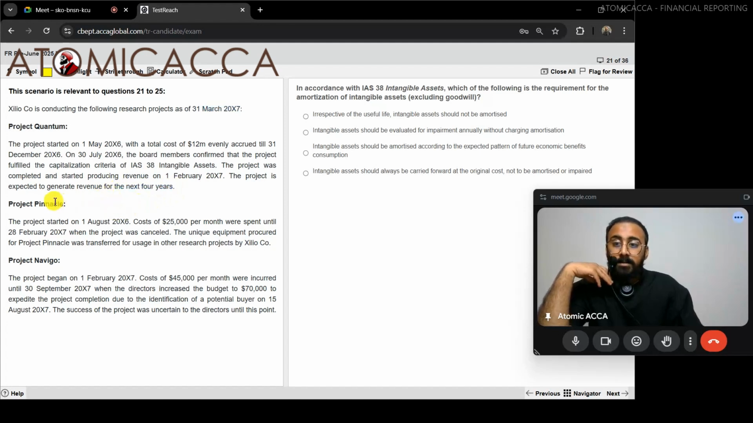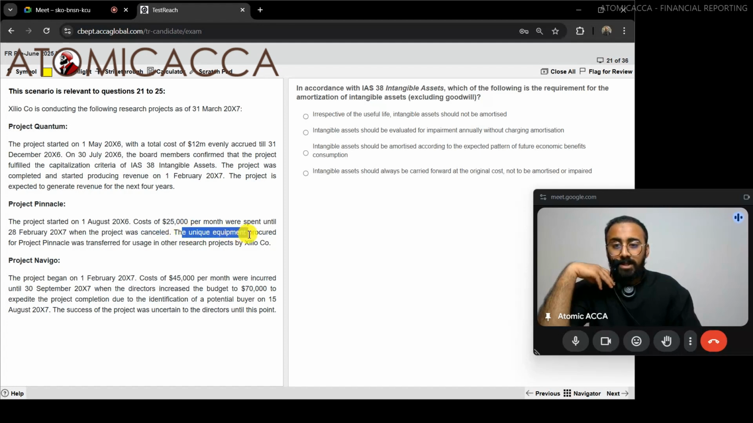Project Pinnacle. Project started on 1st August 20X6. That is also somewhere in the middle of the year. Cost of $25,000 per month was spent until 28th February X7. That is 1 month before the year end, when the project was cancelled.